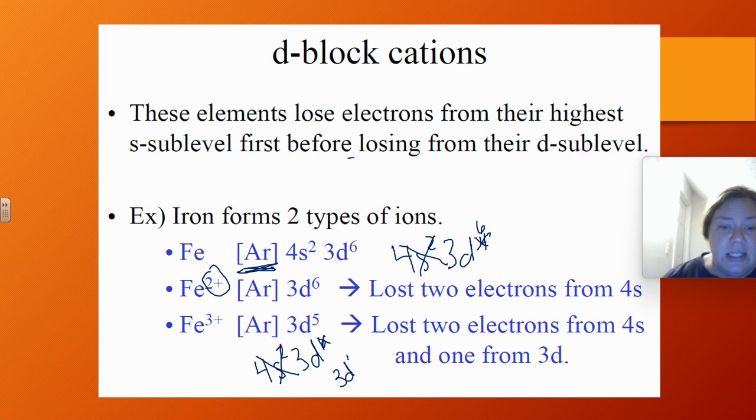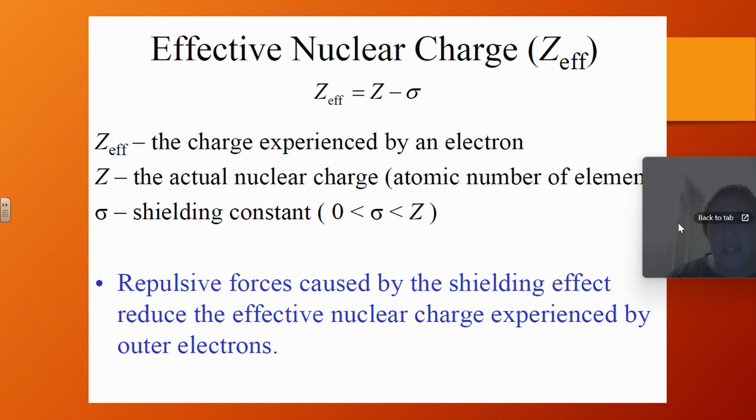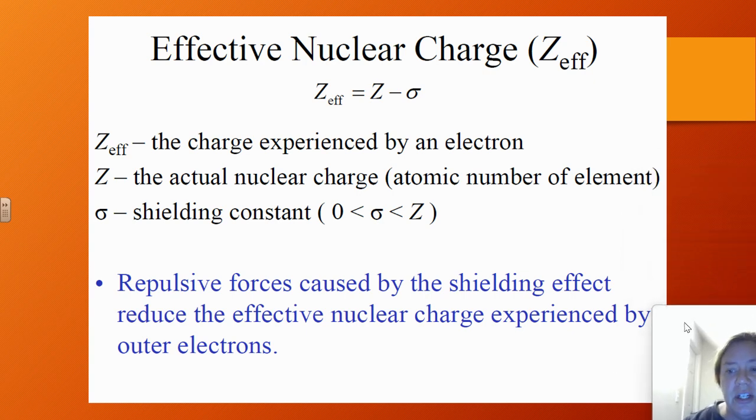So notice the d's are going to hang on to as many as possible when it loses multiple electrons. Now, this is what you've heard as effective nuclear charge, and I'm going to give you a quantifiable version of it. We talk about effective nuclear charge, especially when we get ready to talk about these periodic trends that we're going to discuss. And officially, effective nuclear charge is Z sub eff, meaning effective, and it is the charge experienced by an electron.